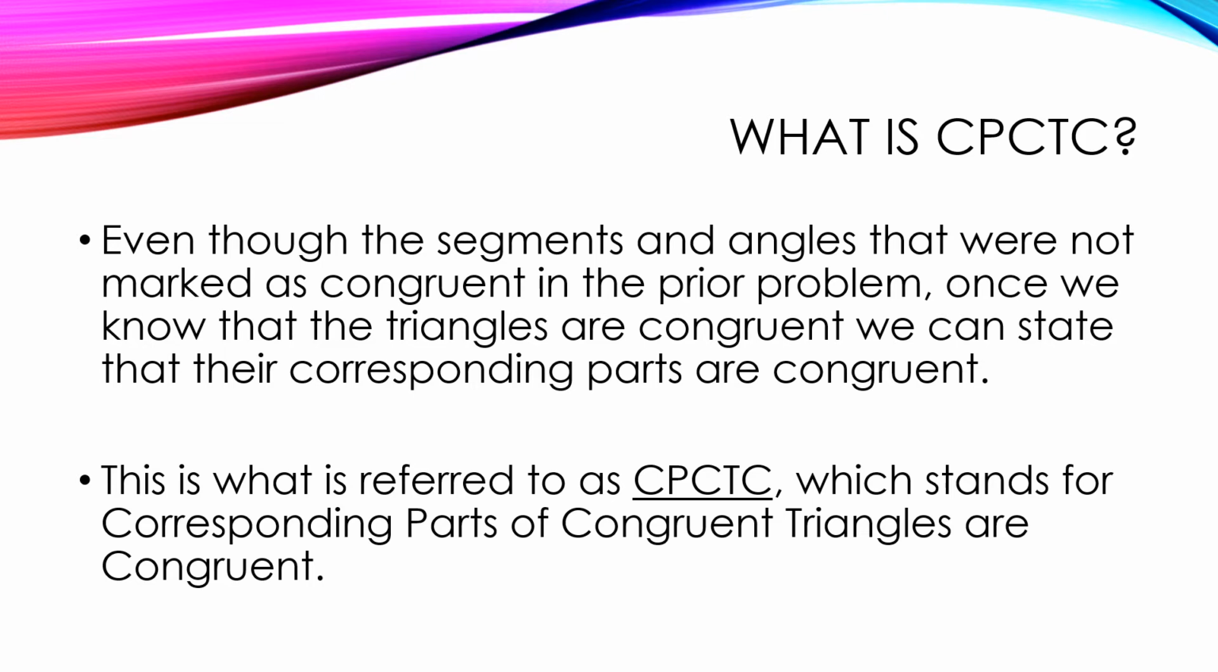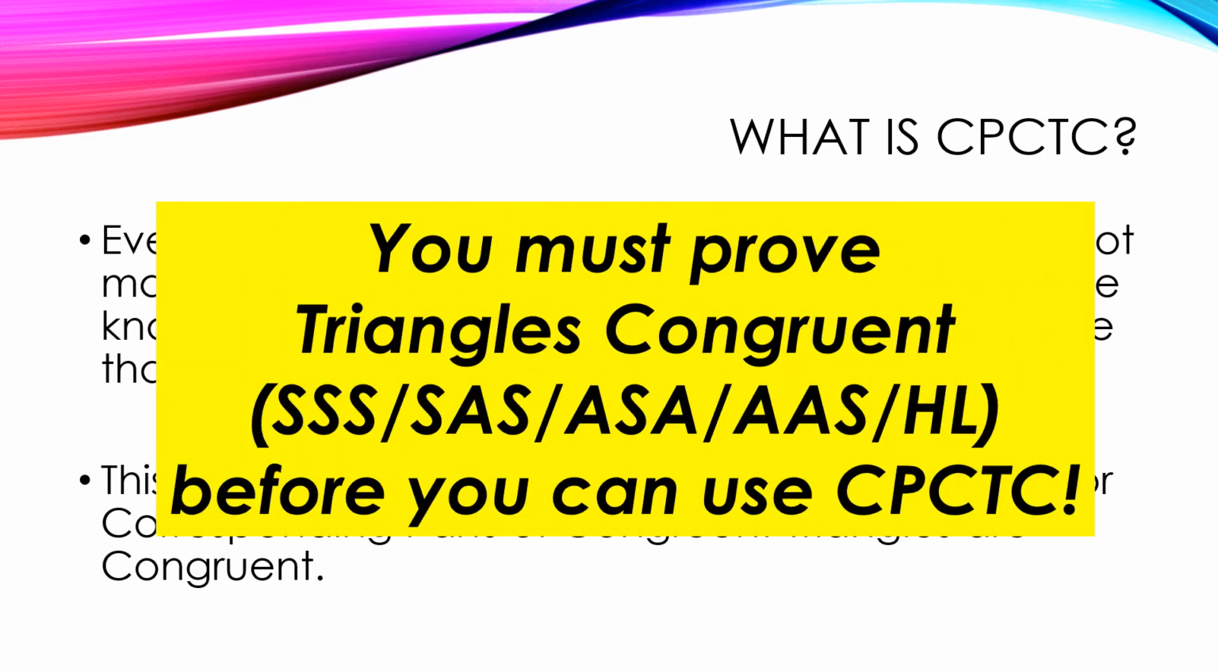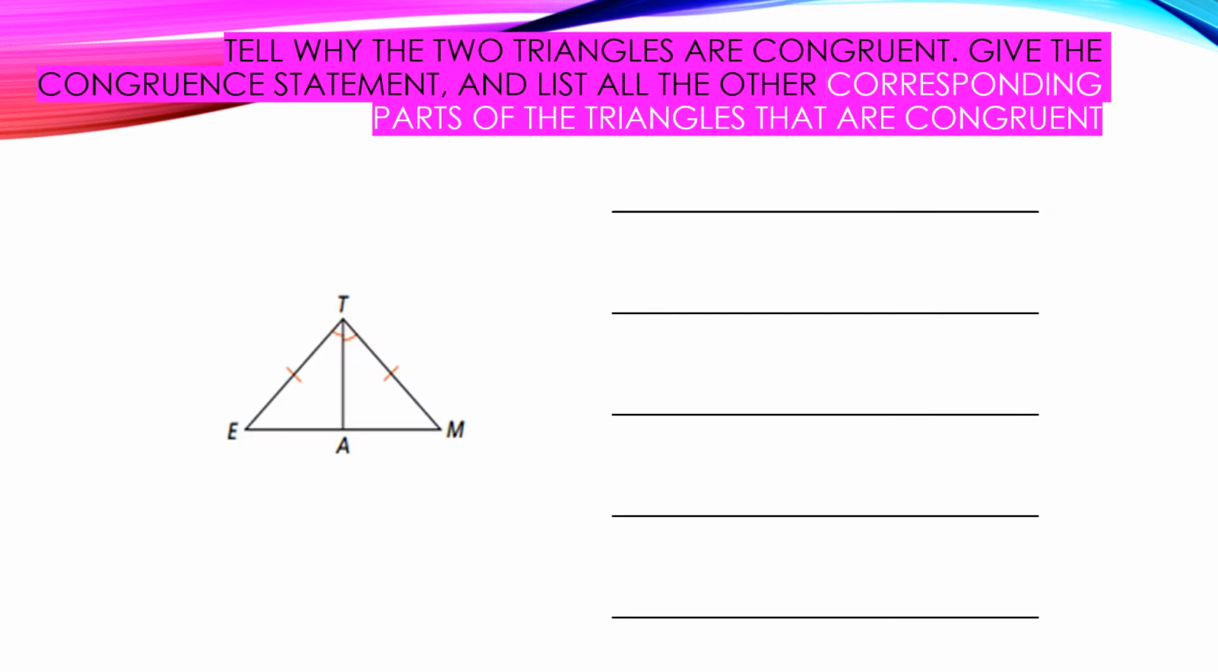The most important part about CPCTC is that you have to prove triangles congruent using one of our theorems before you can use CPCTC. So CPCTC will not be one of your first or second reasons. You have to prove that triangle ABC is congruent to triangle DEF before you use CPCTC. So tell why the two triangles are congruent, give the congruent statement, then list all other corresponding parts of the triangles.